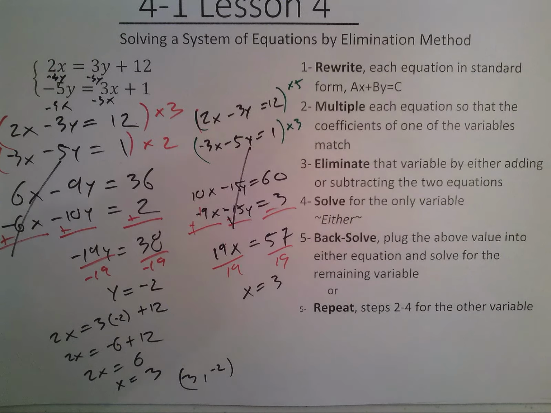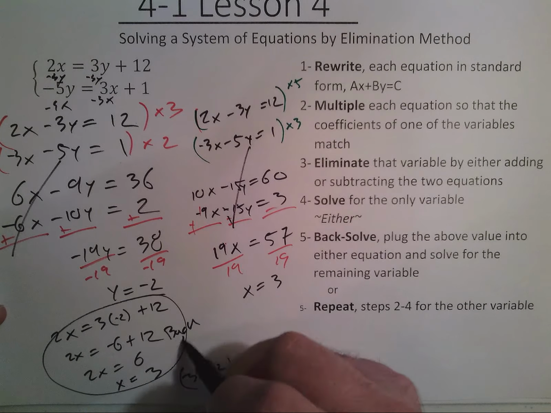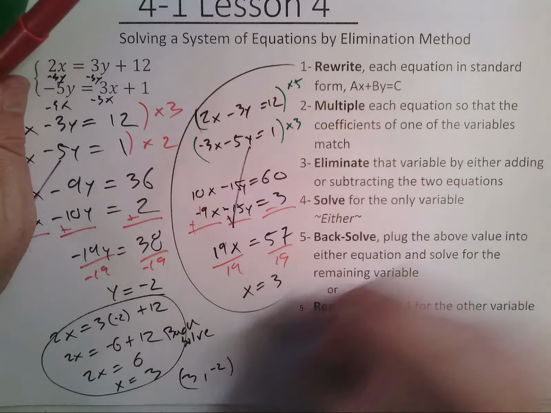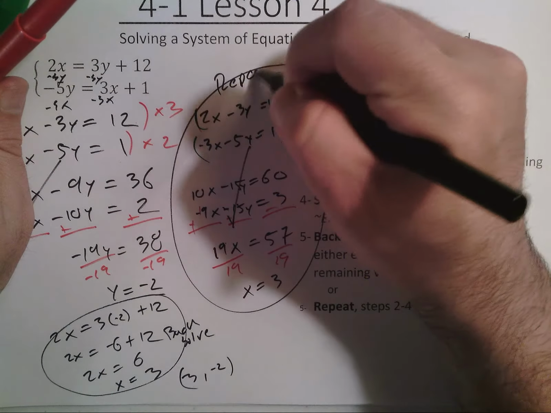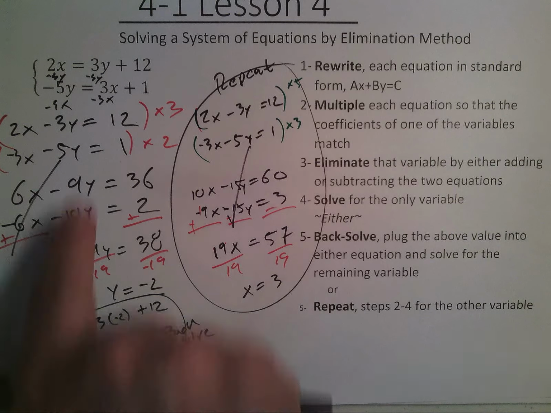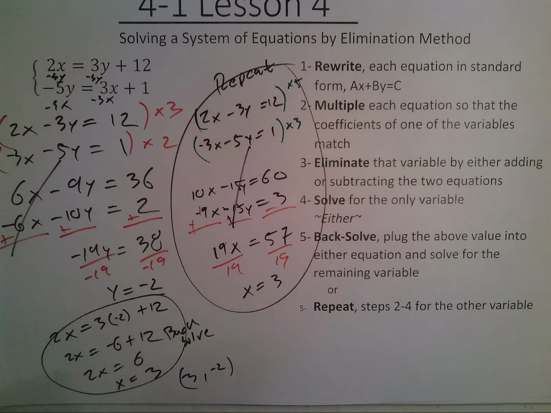So your options are back solve, which is honestly the easiest thing to do if it's a small number, versus repeating steps 2 through 4, but this time we're doing it for the other variable. In this case, the first time we went through, we canceled the x's. Now we went through and we canceled the y's. And again, we only repeat if you have a really ugly number to plug in. It's easier to do it that way. Alright, that's the elimination method.